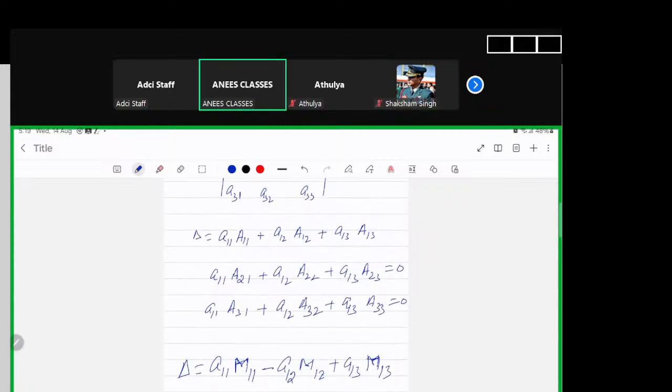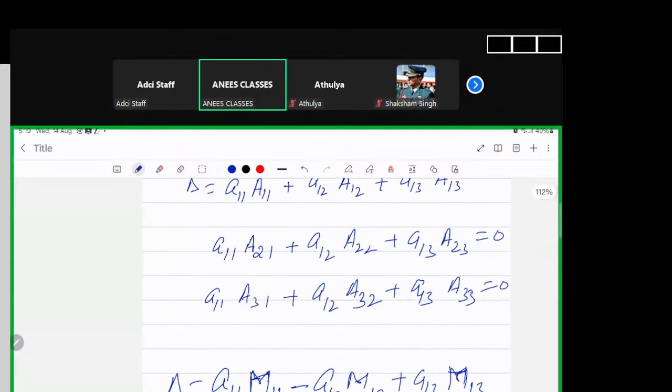Suppose that you are taking here A11. So here A21, 21 is negative. So here it will be negative of M21. Now A22, 22 is positive. So here A12, so M22, and 23 is odd, so it will be negative. So A13, M23 equal to 0. Understood? Yes, sir.